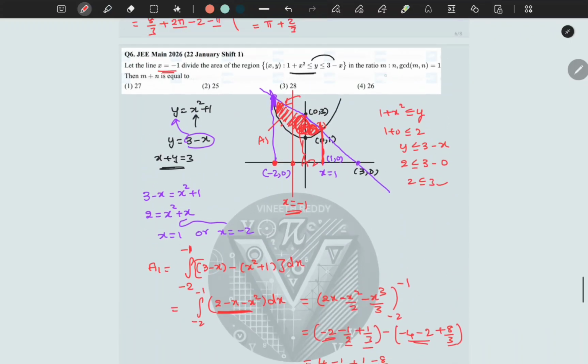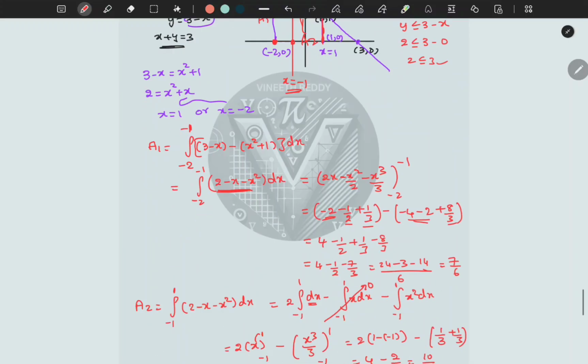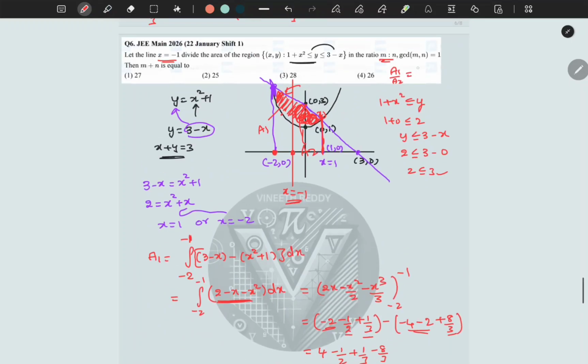So what is he asking? He is asking us to find the ratio M is to N, right? That means A1 is to A2. Firstly we will find A1 is to A2. That should be 7 by 6 divided by 10 by 3. So 3 times 2, we get 7 divided by 20.